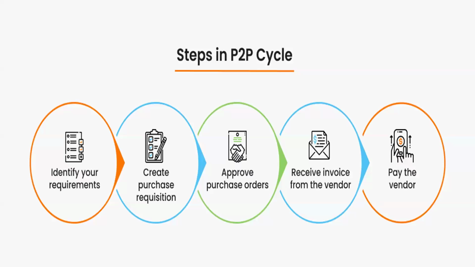If you get more orders, then you have to produce more products. For that we need raw material. So that's the way P2P and O2C will be interlinked.